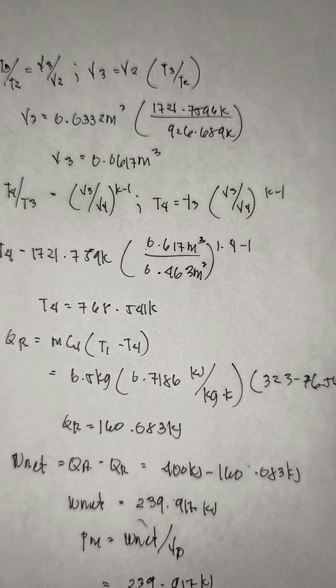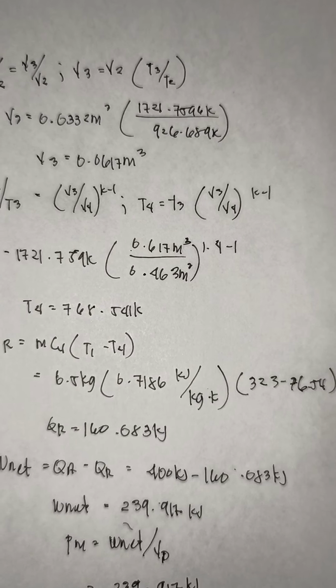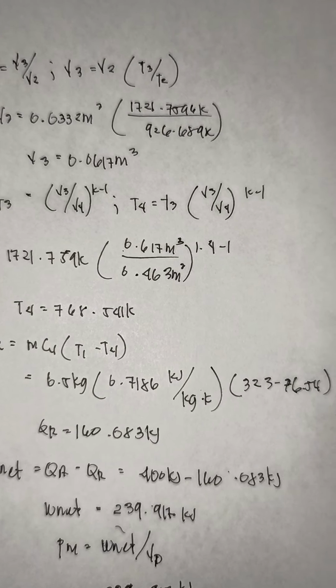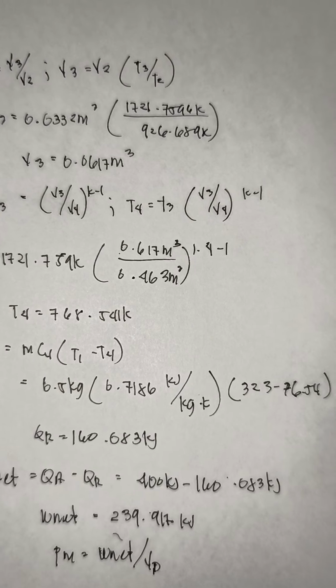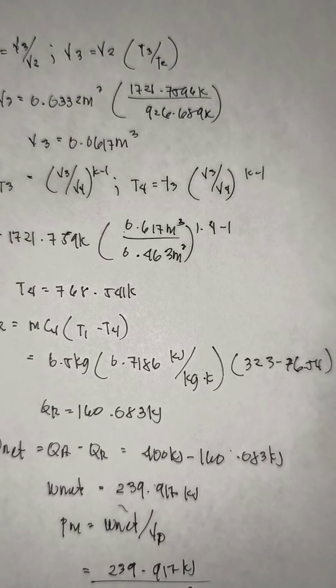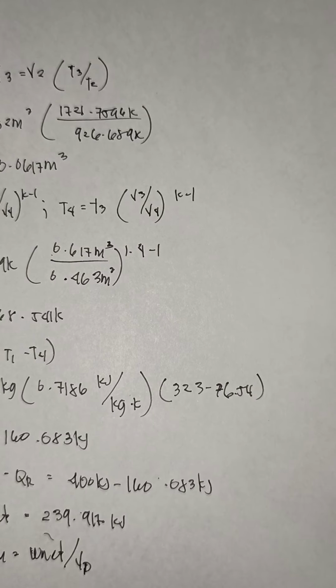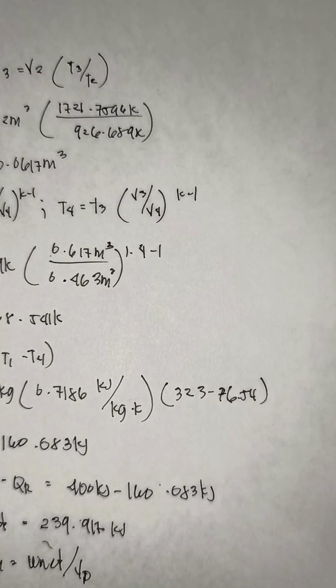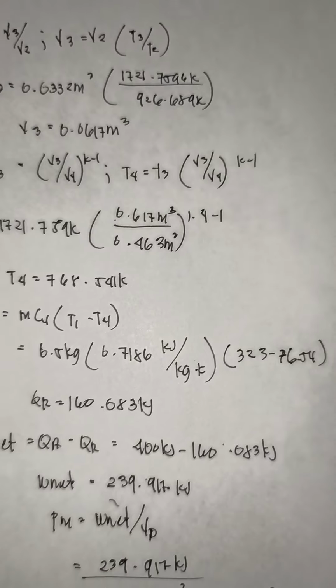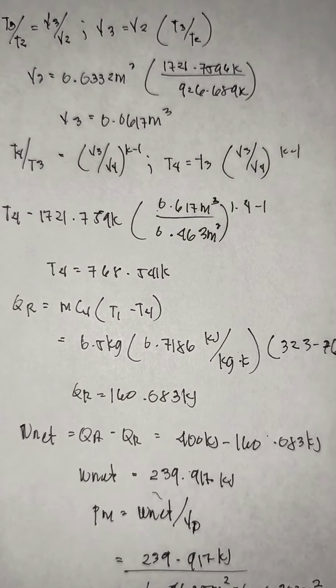QR equals m Cv multiplied by (T1 minus T4). Substitute, we have 0.5 kilogram multiplied by 0.7186 kilojoule over kilogram Kelvin, then multiplied by 323 minus 768.54. Then we have the value of QR equals 160.083 kilojoule.